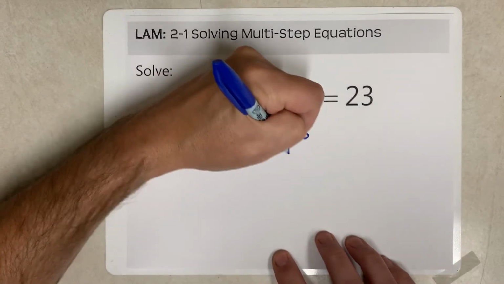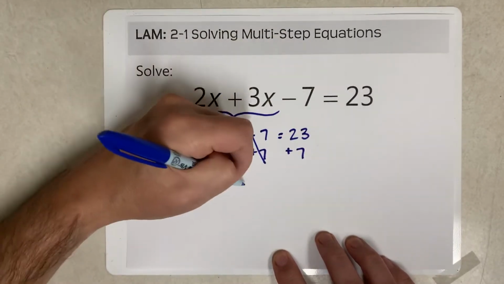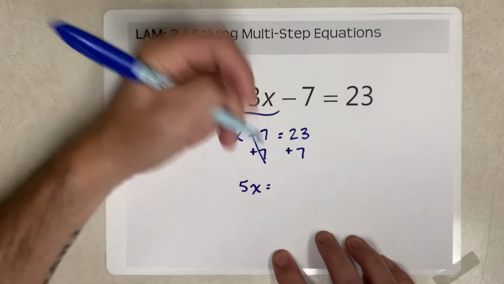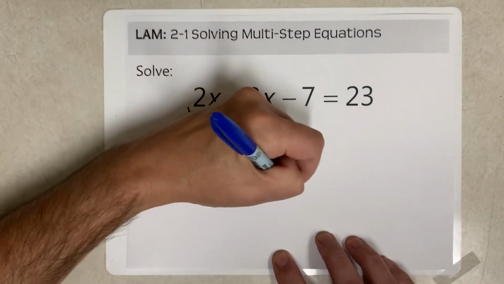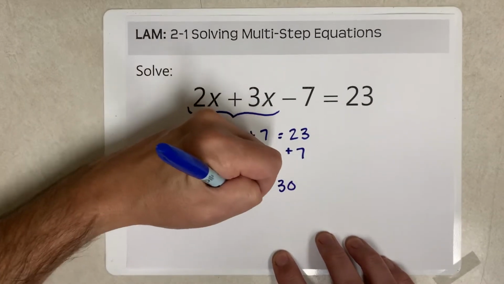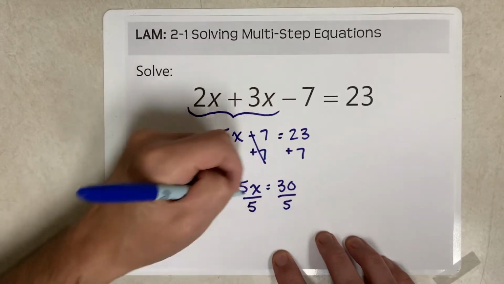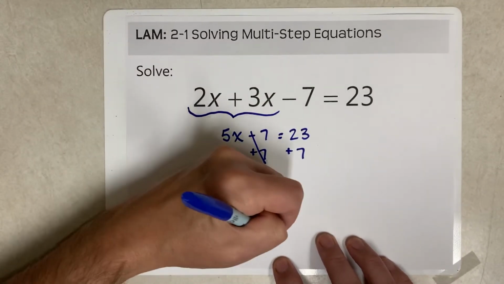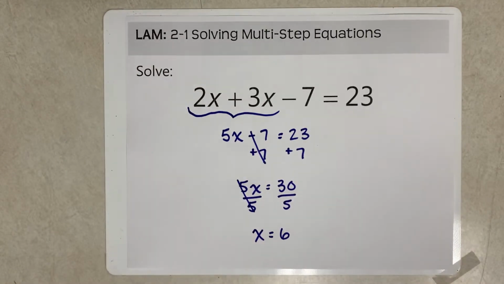Add 7, drop down your 5x, 23 and 7 make 30, divide by 5. And some of this you can do in your head. And so x is equal to 6. Not a problem.